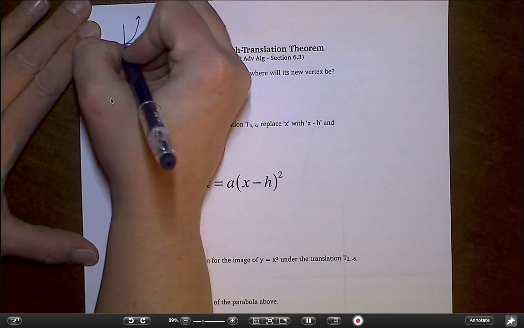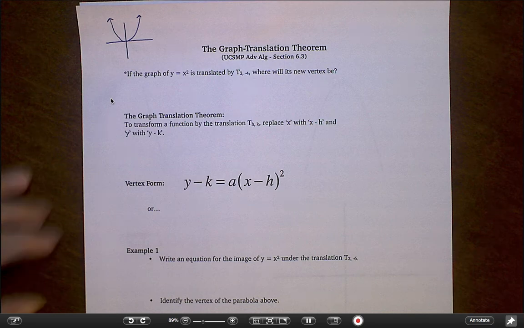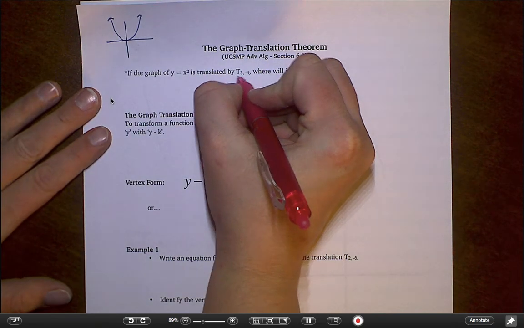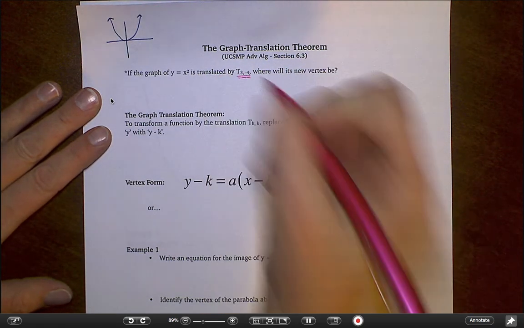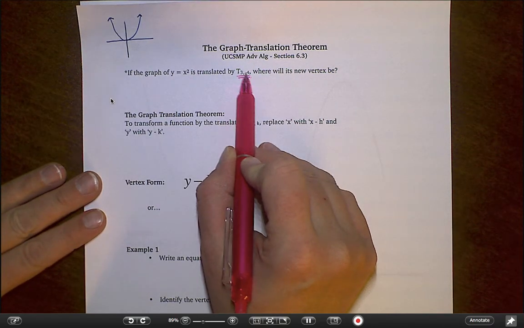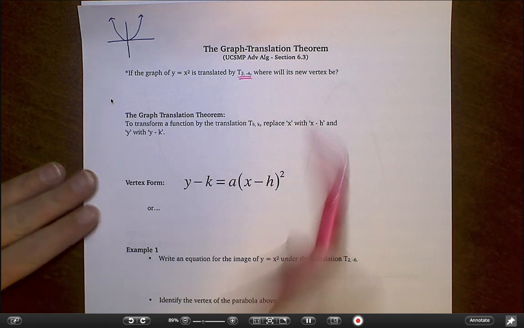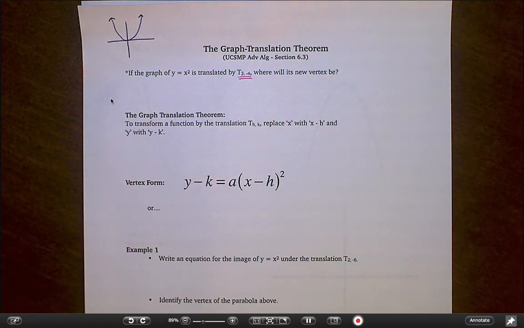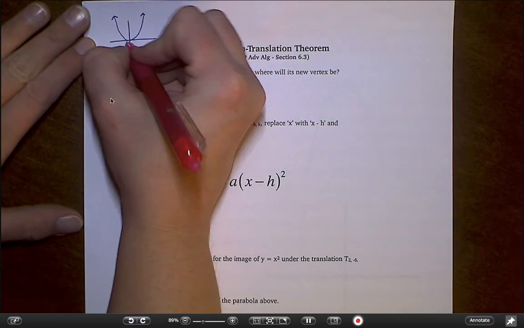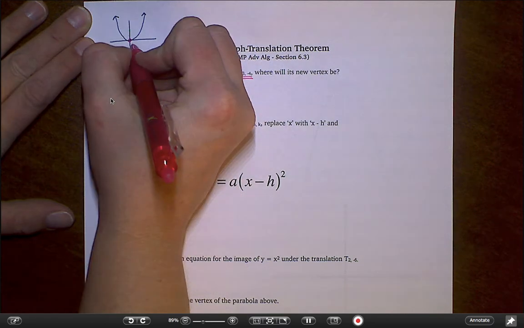just plain old y equals x squared, just centered right here at the origin, and we do a translation to it, and that's what this is. I don't know if you remember this notation from geometry, but this is talking about a translation going 3 to the right and 4 down. This is almost like an xy coordinate, okay? 3 to the right and 4 down. Where will the new vertex be located? Well, the vertex right now is at 0, 0.